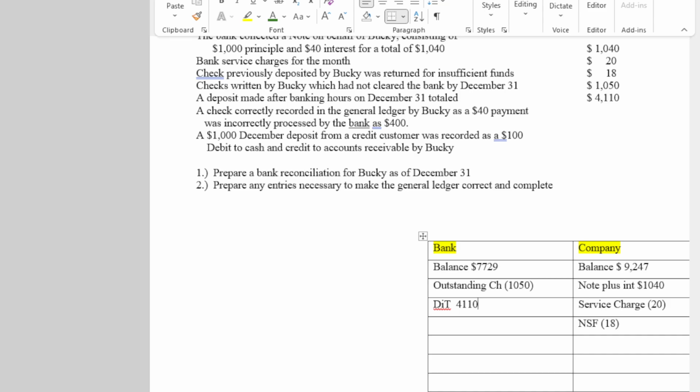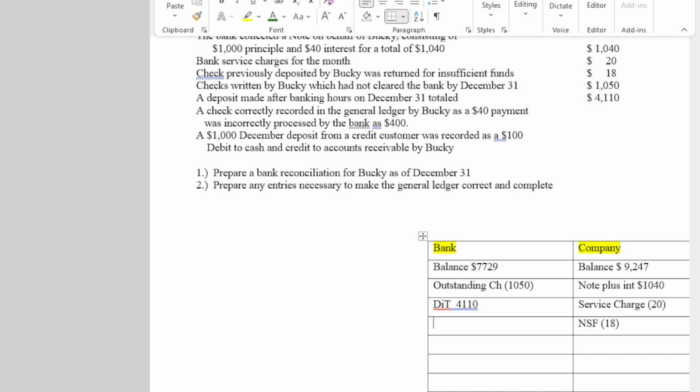So what we're gonna think of is the company side already has this, and so we're counting this on the company's books already. The bank doesn't. Since it was deposited after hours, it's not on that banking day. So because of that fact, we're not going to see it in our online banking or anything like that. So that's why we're going to count it on the banking side as a credit rather than a debit.